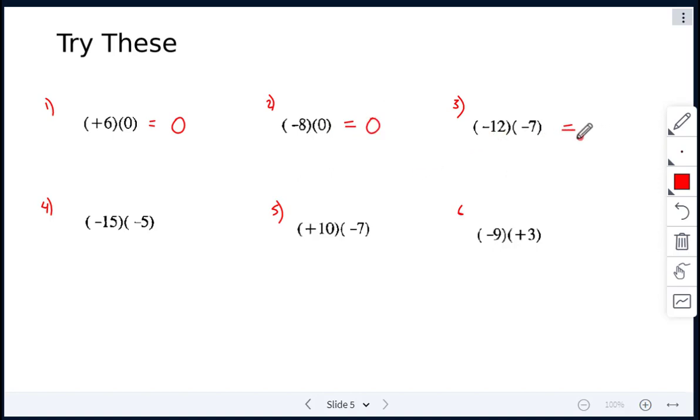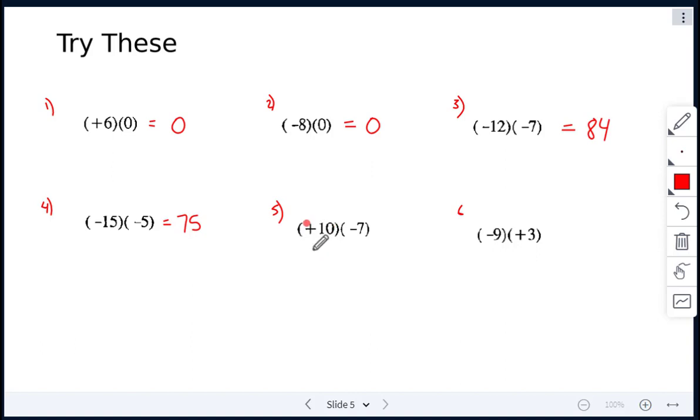So here, negative 12 times negative 7. We know that 2 negatives multiplied together give me a positive. And 12 times 7, therefore, 84. Negative times negative, it's positive 84. Here we also have two negatives being multiplied together. So our answer will be positive 75.